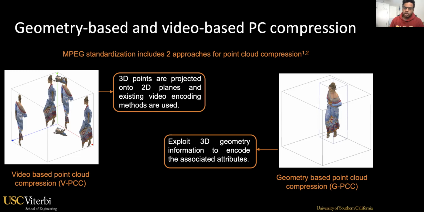But the geometry-based point cloud compression methods cannot use chroma subsampling because there are no sampling and interpolation methods for point clouds in 3D space.